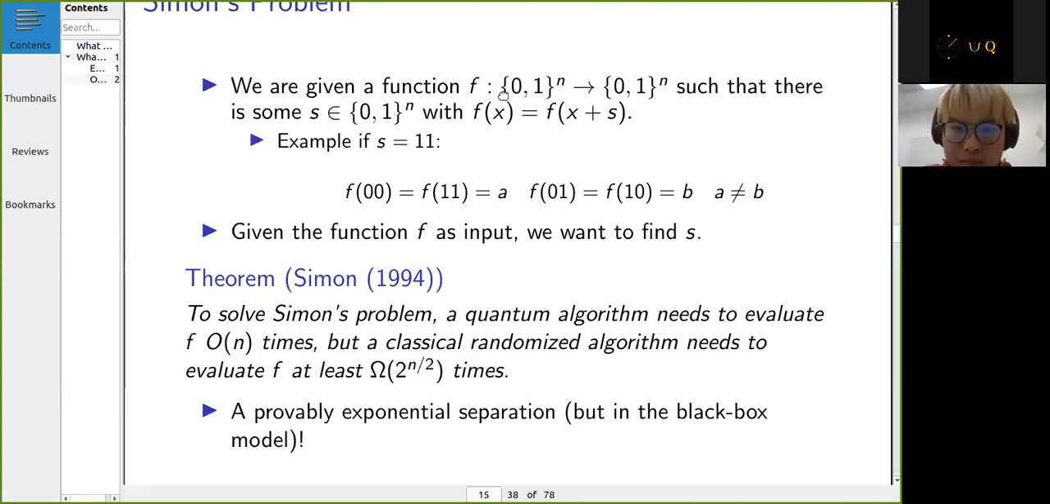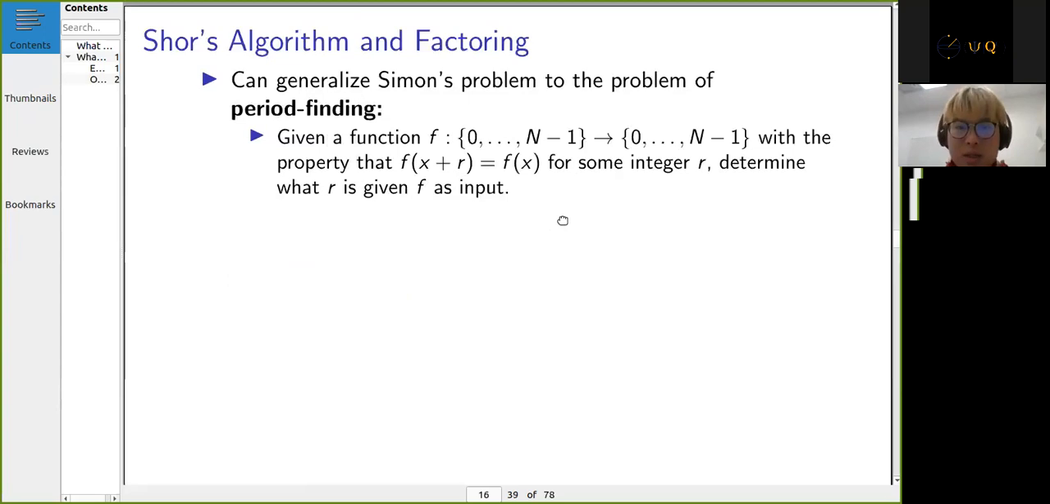So this property that f of x is periodic actually turns out to be really important because instead of functions over bit strings, we can generalize to functions of the integers, and this problem is going to be called period finding. So in period finding, we're given a function f from 0 up to n minus 1. And furthermore, we have the property that f of x plus r is equal to f of x for some integer r. And so we call this integer r the period. And again, I give you this f, and you need to tell me what r is.